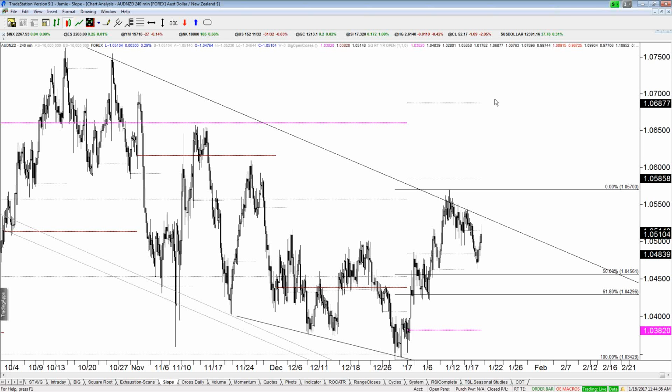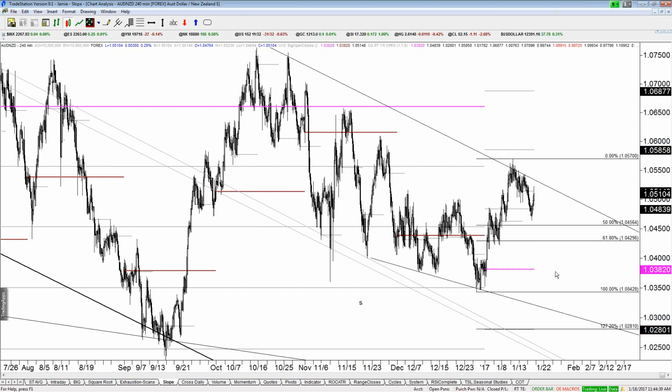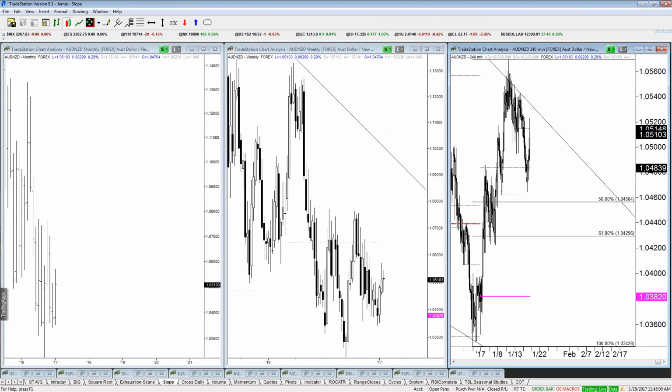So, looking at either a dip into this and then just take it, or a better option probably would be a breakout and close back above this level, take the trade, stop below the low of whatever today is, assuming you break out. I'm not sure, I think tonight you do have something on the calendar.